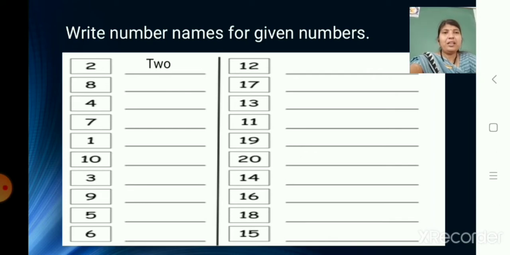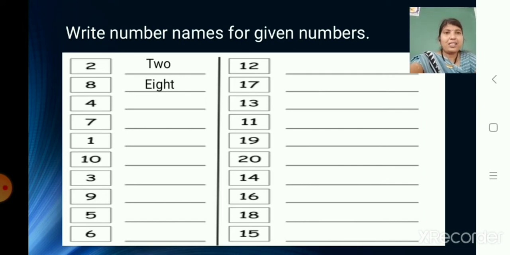Now see, read the next number 8. So what is the number name for 8? E-I-G-H-T, 8. So you have to write the number name for 8. Now see the following numbers: 4, 7, 1, 10, 3, 9, 5 and 6. What you have to do? You have to write the number name of below numbers in front of them. Okay. So numbers below are given, so you have to write the number names for them.